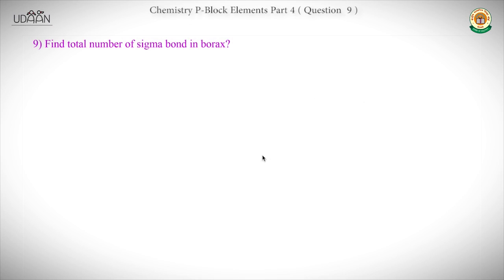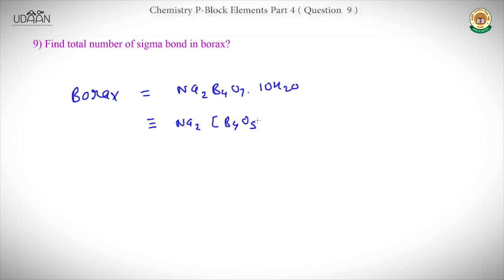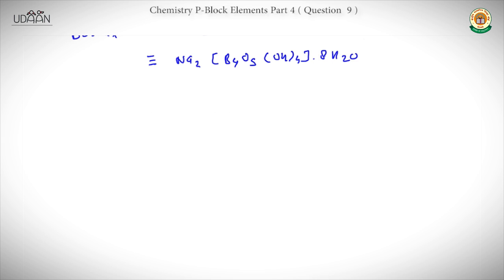So Sohail, let's solve this easy looking question in which we have to tell the number of sigma bonds present in the structure of borax. Yes, firstly we should know the formula for borax. It is Na2B4O7.10H2O, but its correct formula is Na2[B4O5(OH)4].8H2O.